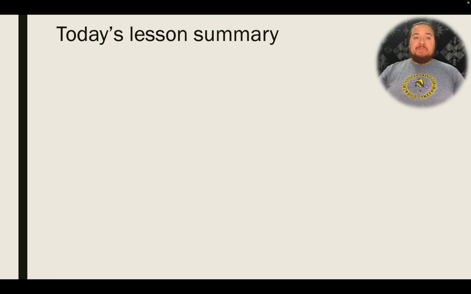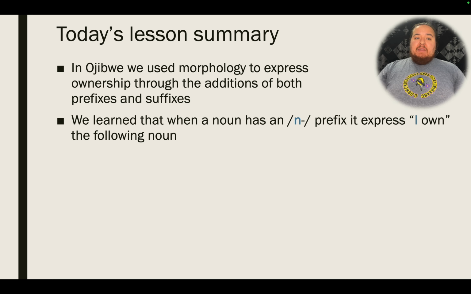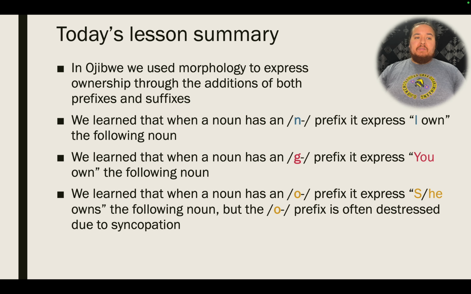So today's lesson summary. In Ojibwe, we use morphology to express ownership through the addition of both prefixes and suffixes simultaneously. We learned that a noun has an N prefix to express I own the following noun. We learned that a G prefix expresses that you own the following noun. We learned that a noun that has an O prefix expresses that she or he owns the following noun, but the O prefix is often de-stressed due to syncopation.